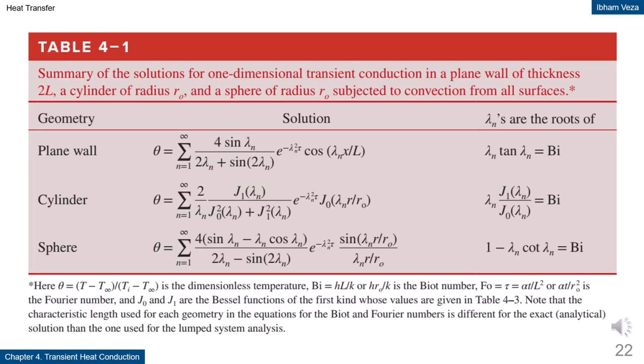Summary of the solutions for one-dimensional transient conduction. This table summarizes the analytical solution forms for a plane wall, a cylinder, and a sphere. Although the mathematical forms are different, all of them use dimensionless temperature as the main variable. The geometric differences lead to different mathematical functions, such as trigonometric or Bessel functions. The eigenvalue roots are determined by the Biot number and the convection boundary condition. This table becomes a main reference for practical transient conduction calculations.